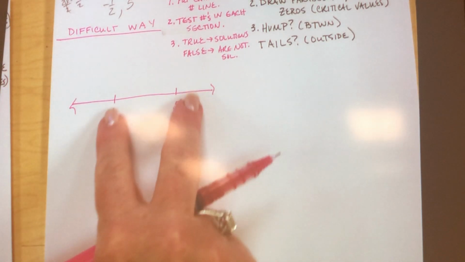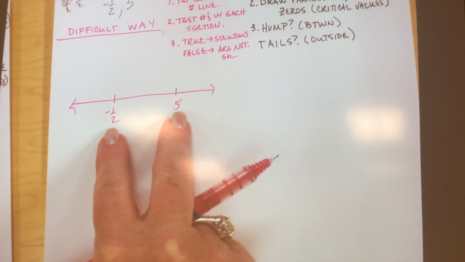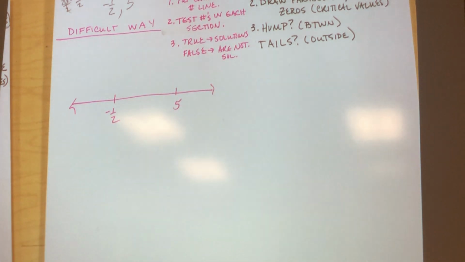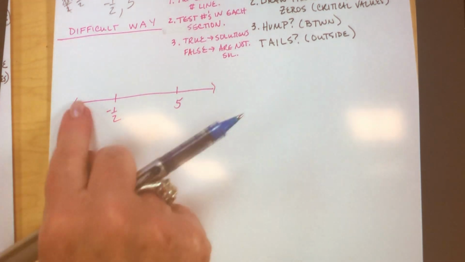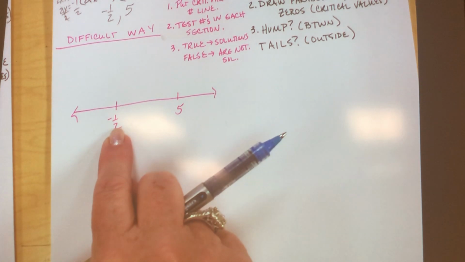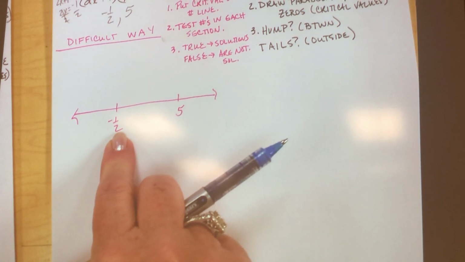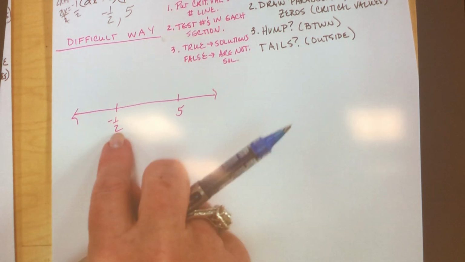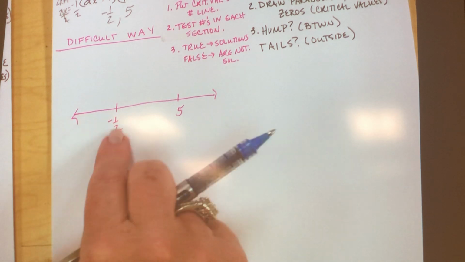Now, how many sections did these two critical values divide my number line into? 3 sections. Left, middle, and right. Are you okay? All right. So I'm going to pick a number to the left. You can never pick critical value points. Okay? You have to pick in the sections. You can't pick the dividers. All right? So I'm going to pick a number to the left of -1/2.